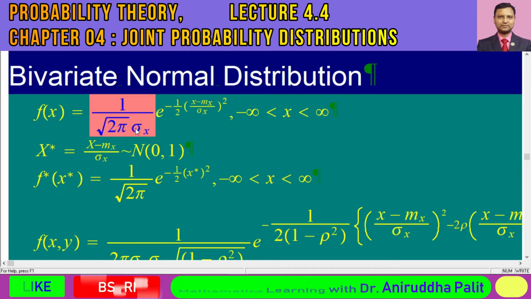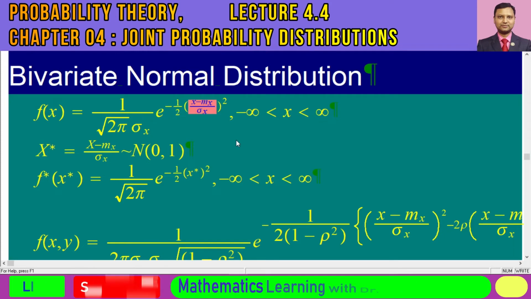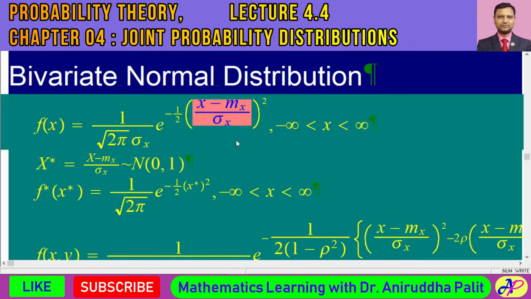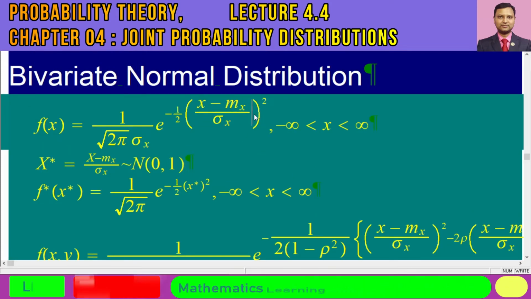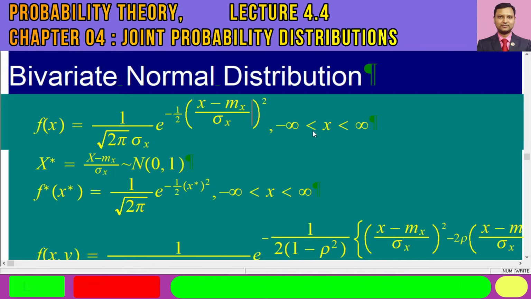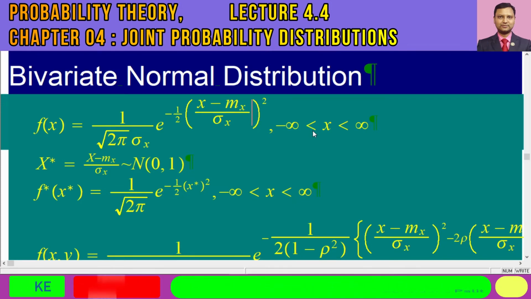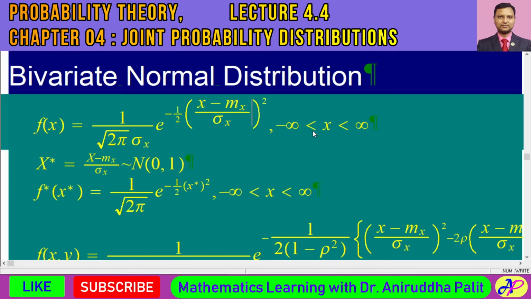In place of sigma, I have written sigma x. This is one parameter. Sigma x is always greater than 0, and it is multiplied by e to the power of minus half into x minus mx divided by sigma x, whole square. So this was the density function of the normal distribution in the case of a single random variable.